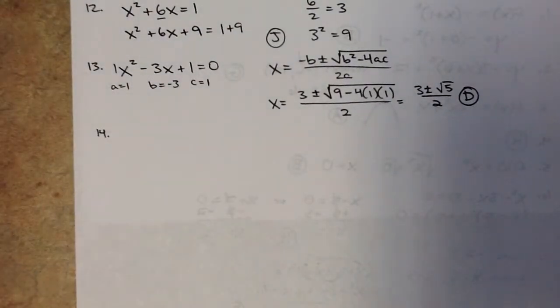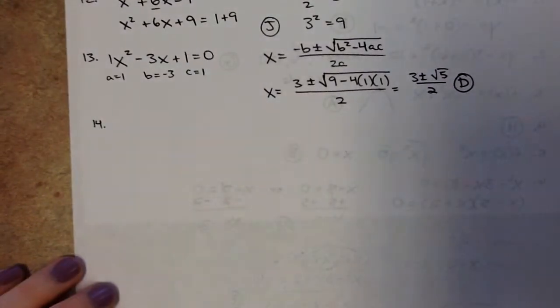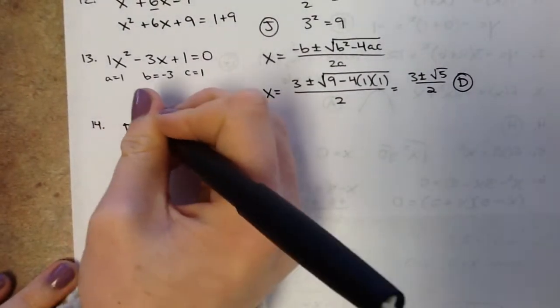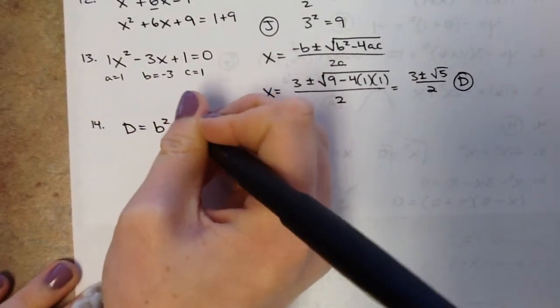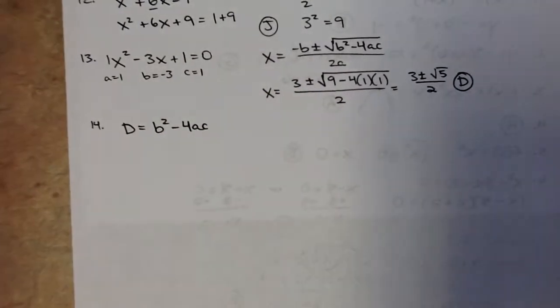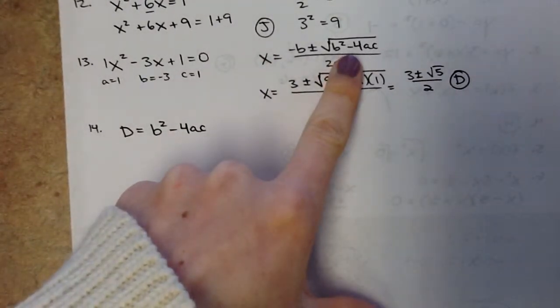Okay, value of the discriminant. So for questions 14 and 15, let me lay out some info about the discriminant here. First of all, this is the formula. It is just the part of the quadratic formula that's underneath the square root.